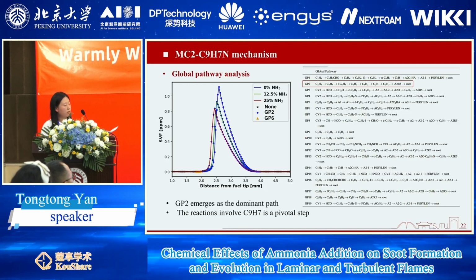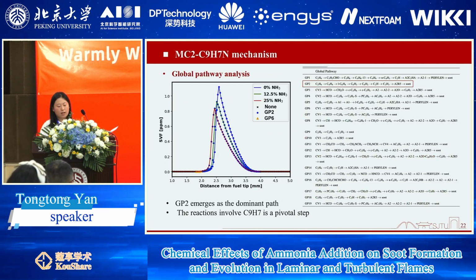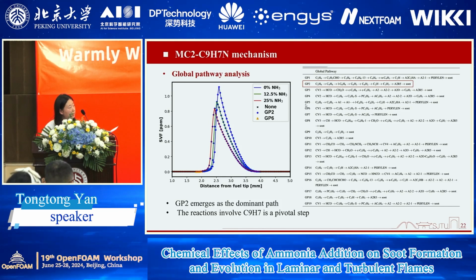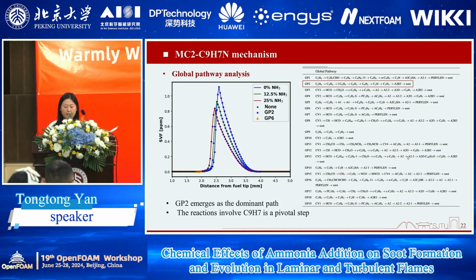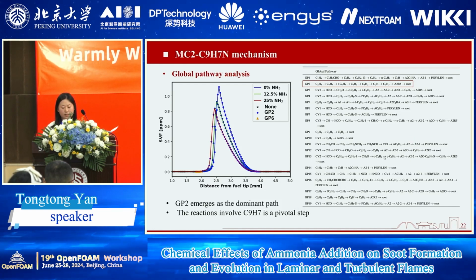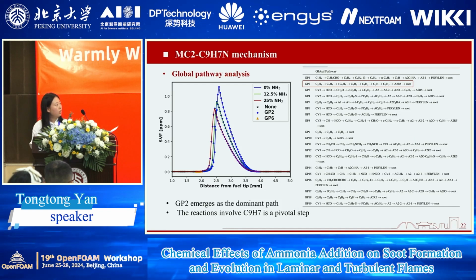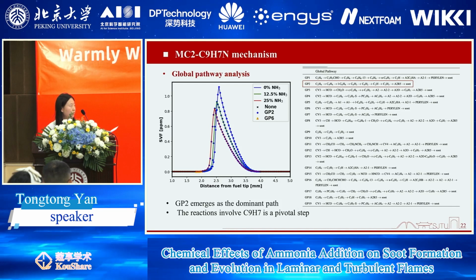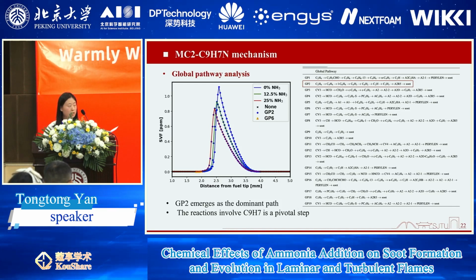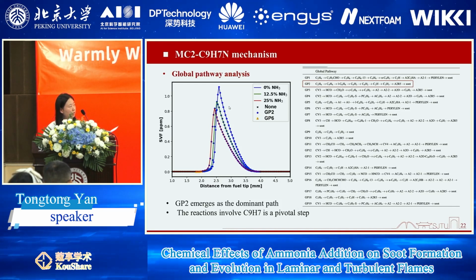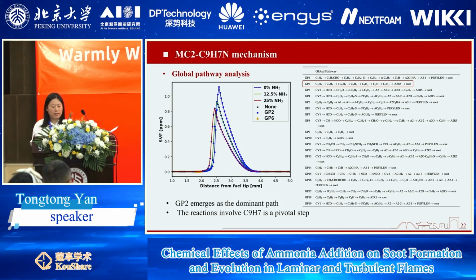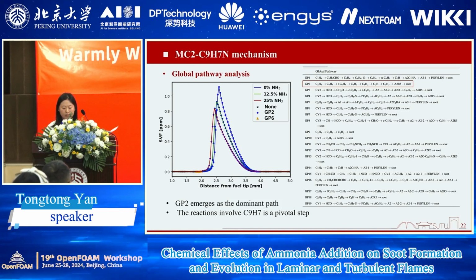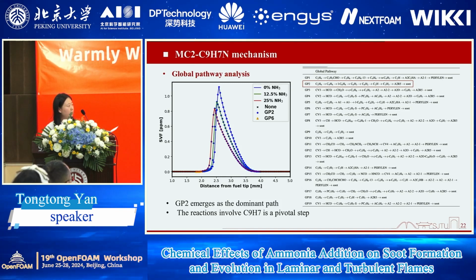Here are the results for the global pathway analysis. We can see that these different pathways represent different chemical routes from the initial reactants to final products at different locations. You can see from this picture that, although the specific global pathway may differ with different ammonia concentrations, GP2, the blue circle, always emerges as the dominant path near the peak of soot formation. So we think that the reactions involving C9H7 to soot are a pivotal step.